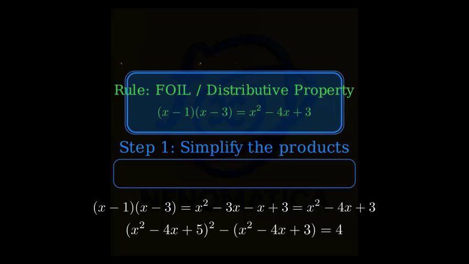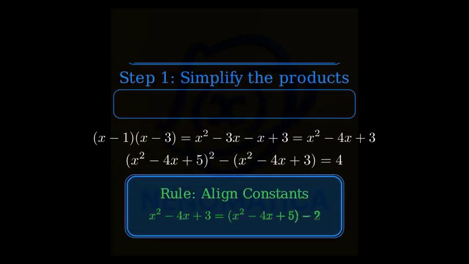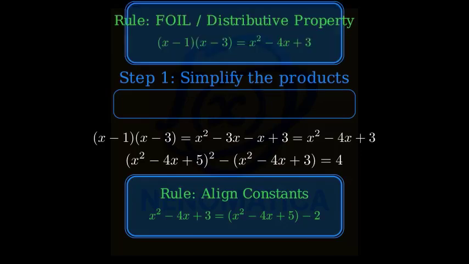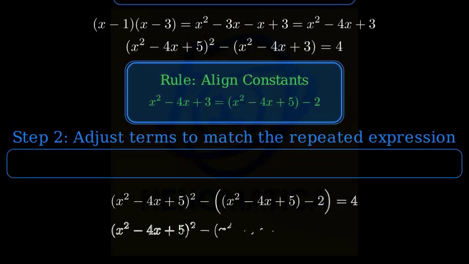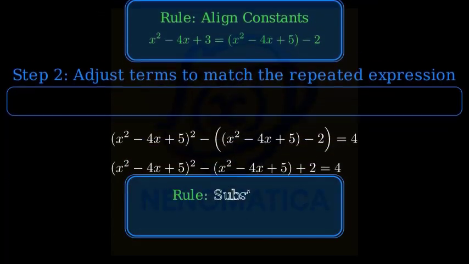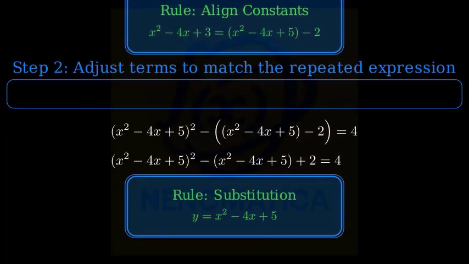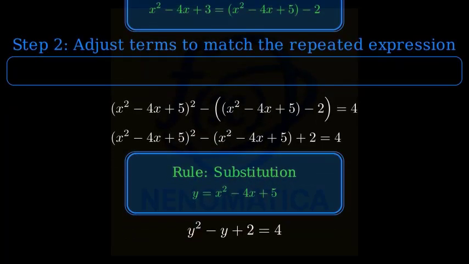Step 2. Align terms to reveal the repeating expression. Notice that x² minus 4x plus 3 equals x² minus 4x plus 5 minus 2. Distributing the negative sign gives the transformed equation. Step 3. Substitute an auxiliary variable. Let y equal x² minus 4x plus 5. Substituting y into the equation yields y² minus y plus 2 equals 4.